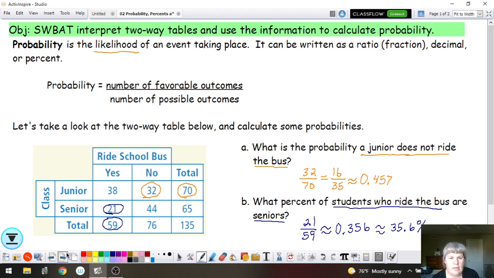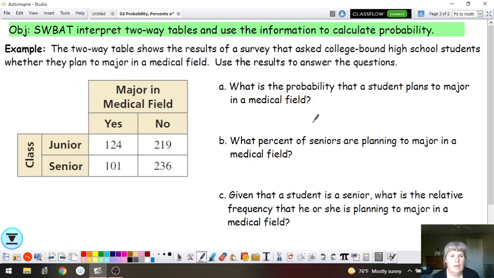Let's take a look at another table. Here we have a table that asks college-bound high school students whether they plan to major in a medical field. We only have the numbers of students who responded yes or no and whether they were juniors and seniors. We don't have any of the marginal frequencies. So as we go through these problems, we may need to find some marginal frequencies.